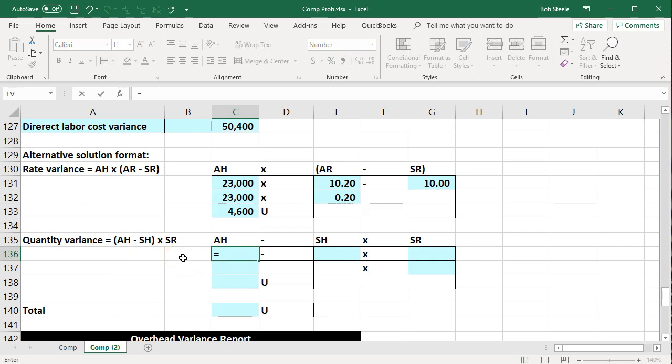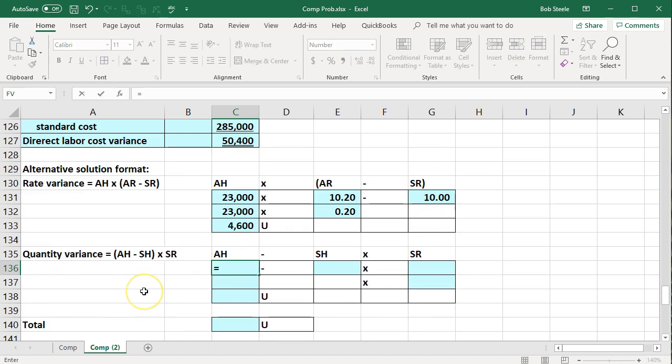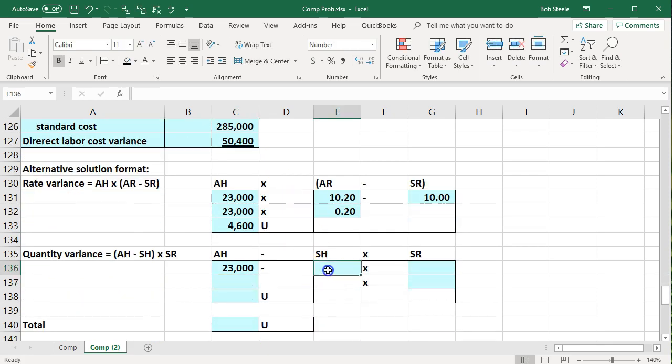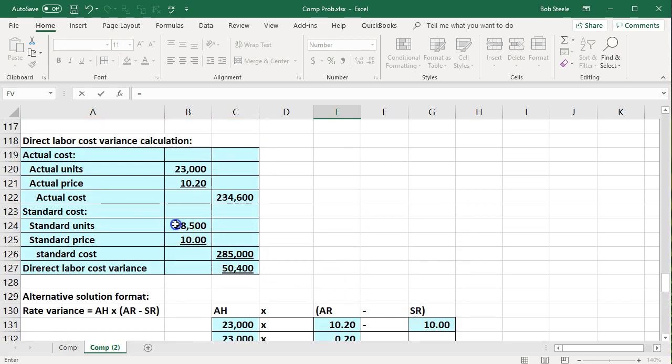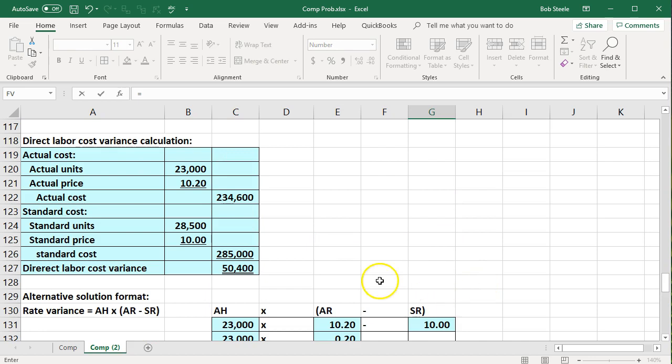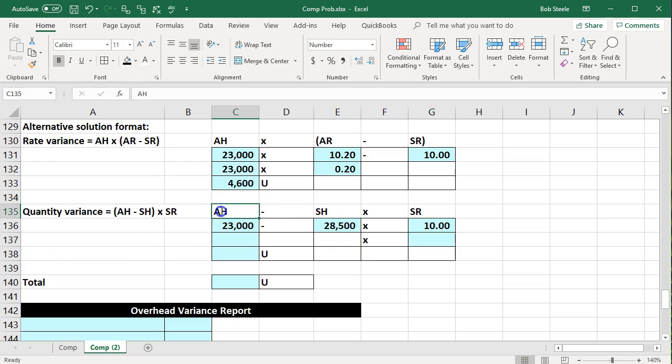So we're going to say, all right, the actual hours are going to be equal to, and we'll scroll up looking for the actual hours, it's going to be the 23,000. And then we're going to go to the standard hours, which will be equal to, if we scroll up, the standard 28.5, and then we'll multiply that times the standard rate. So the standard rate is going to be equal to, if we scroll up, the standard price, the $10. Now remember, these two should be bracketed here. We're going to bracket these two this time, this one and this one. So we'll do the subtraction first, in other words.